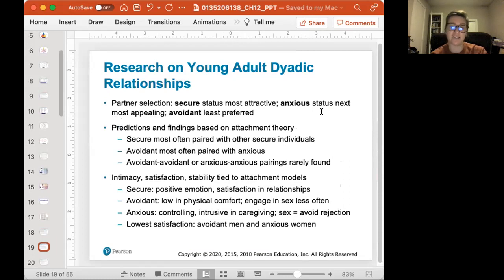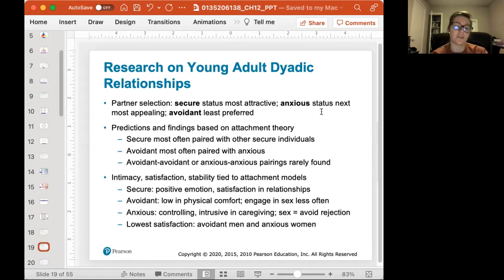Predictions and findings are based on attachment theory. So secure is most often paired with other secure individuals. Avoidant is most often paired with anxious, and avoidant-avoidant or anxious-anxious pairings are rarely found. So 2 people that are very anxious or 2 people that are very avoidant, not very likely to be together. Intimacy, satisfaction, and stability are tied to attachment models as well.